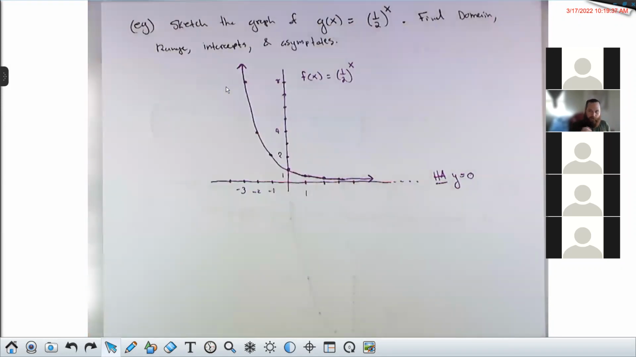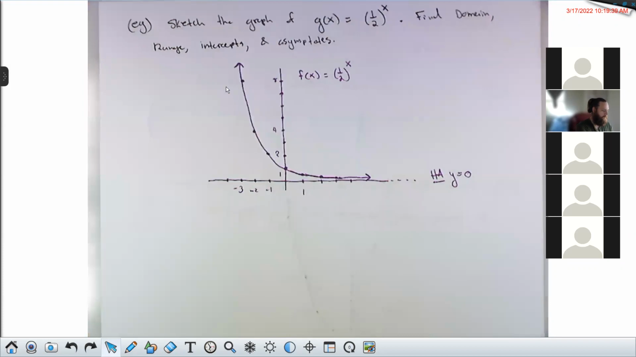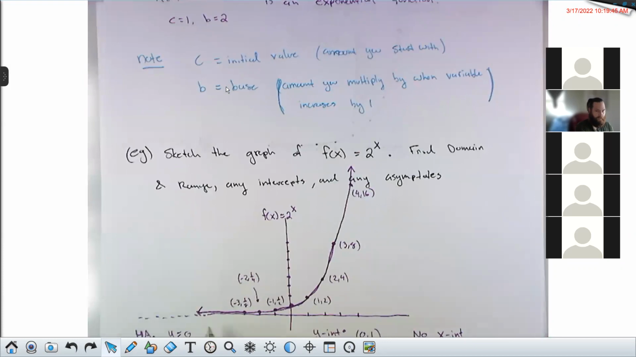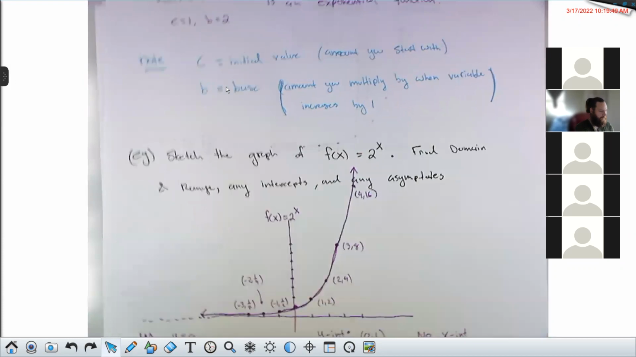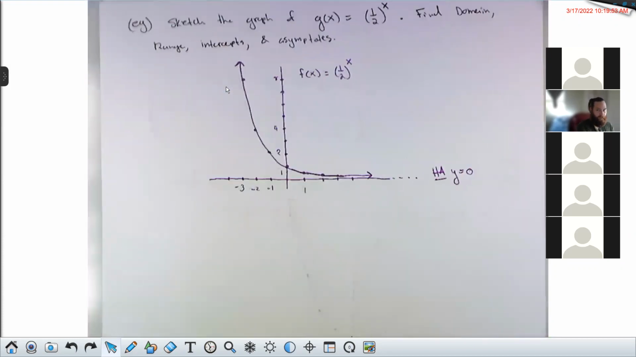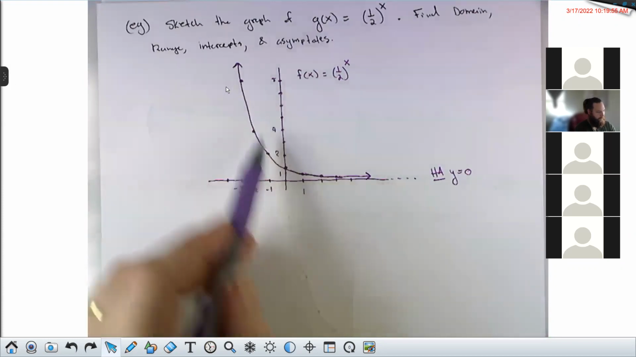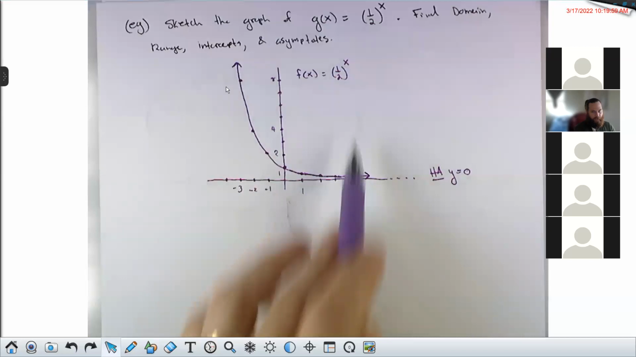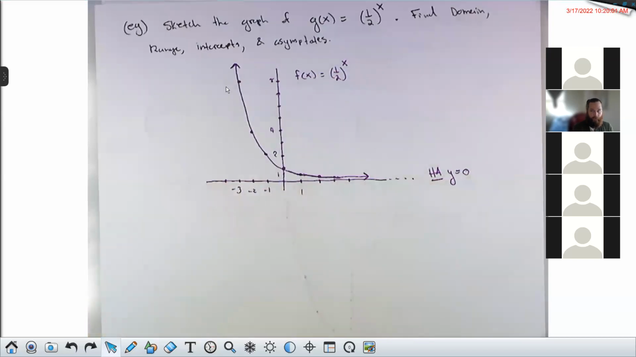Remember when we talked about increasing and decreasing functions? The function we drew over here is always increasing. As you go from left to right, you're always going uphill. The function we drew here is always decreasing. As you go left to right, you're always going downhill. This is called a decaying exponential, and the last one is called a growing exponential.